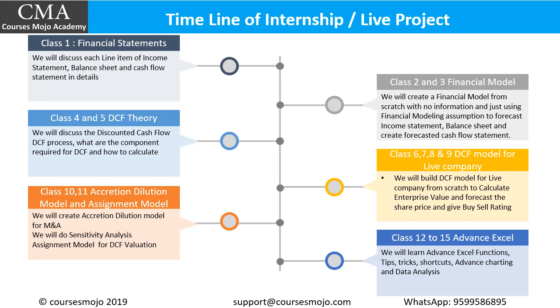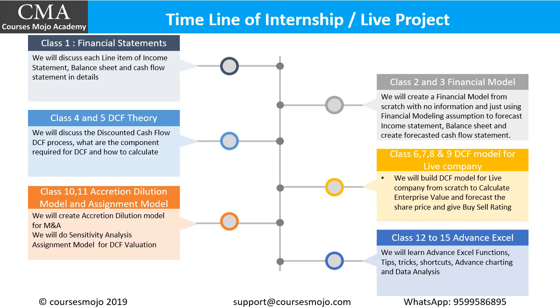How do we achieve this in financial modeling? For this, we have to create 3 models in one model: optimistic case, normal case and pessimistic case. We will teach you, with one click from a drop-down, you can change the entire model from normal to pessimistic or any other case. And finally we will calculate enterprise value and forecast share price to give a buy-sell rating after comparing with the current share price.